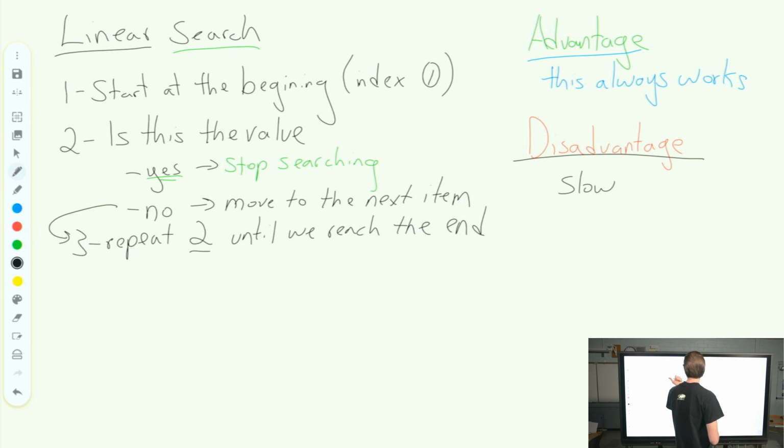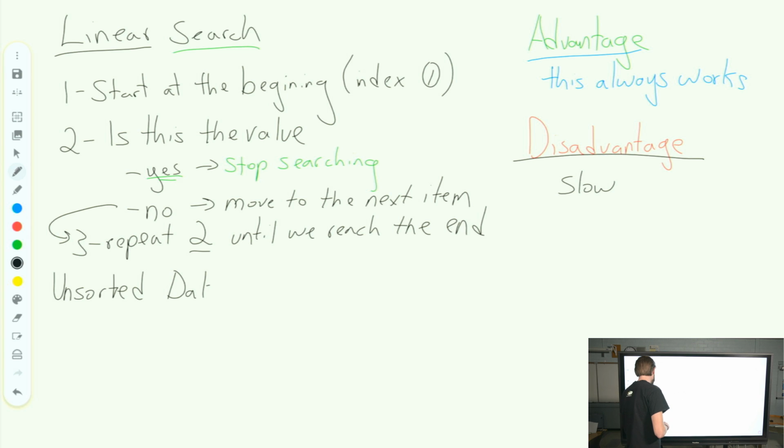So why would we want to use linear search? The reason we want to use linear search, and the use case we're going to use it for, is whenever we have unsorted data. This is what it's good for. Unsorted data. When the data is not in an organized fashion, when it's just a pile on the ground.